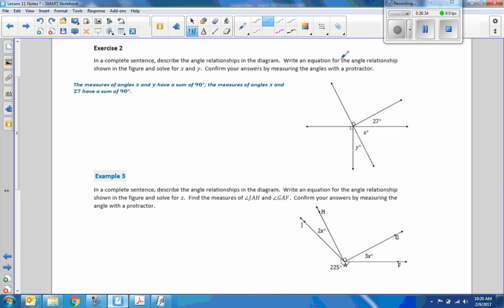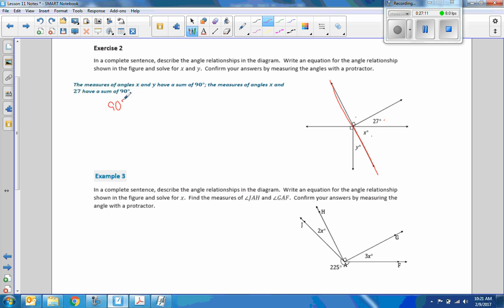Alright, so now it says, write an equation for the angle relationship shown in the figure to solve for x and y. Okay, so if I set it up this way, and if I say 90 plus y plus x equals 180, I can't solve that because there's an infinite number of solutions. If y is 1, x can be 89, or 2 and 88, or 3 and 87, and so on and so on. So I've got to find a way to answer this with only one unknown. So if I look at this and say that 90 plus 27 plus x equals 180, then I can solve it. And that's what I'm going to do.